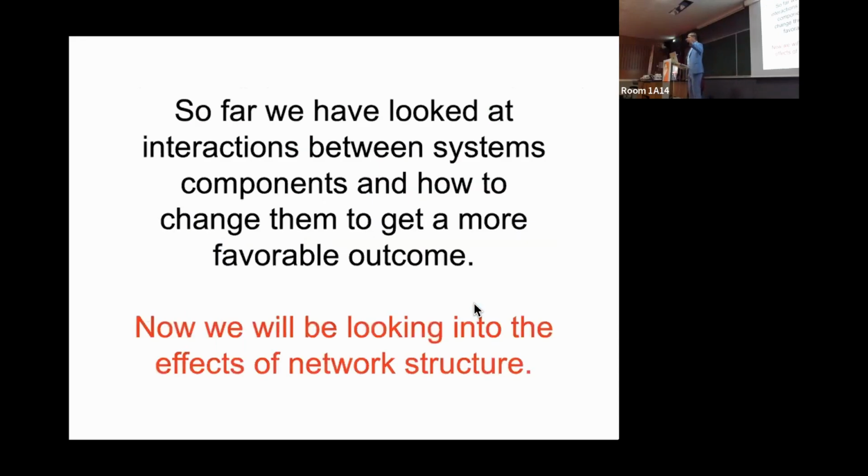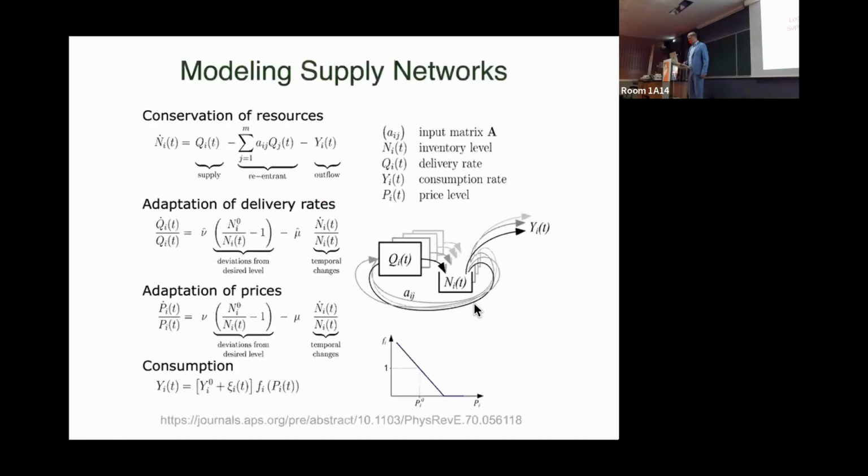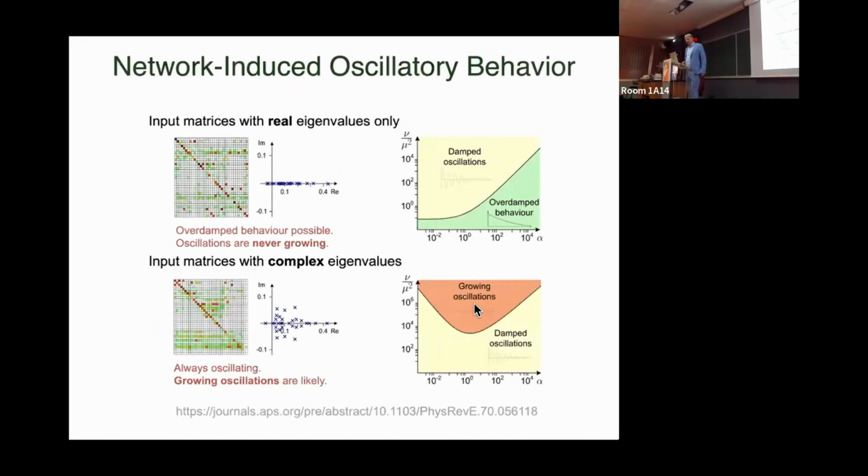So far, we have looked into interactions between system elements and how to change them in order to get another outcome that we like. Now we'll be looking into the effects of network structure. And let's start with logistics and supply chains. We have come up with models for those. And they allow us to take into account also network effects. So it's not linear supply chains. It could also be any kind of input-output system. And as you can see over here, there are 3 possible solutions, and they really depend on the mathematical properties of the input-output matrix, nothing else. So it's a network structure that determines whether we have damped oscillations and go to an equilibrium, or overdamped behavior, go to an equilibrium as well without oscillations, however, or whether we have growing oscillations, and that would cause booms and recessions, right?